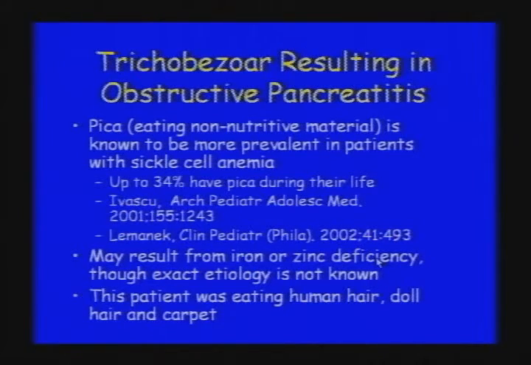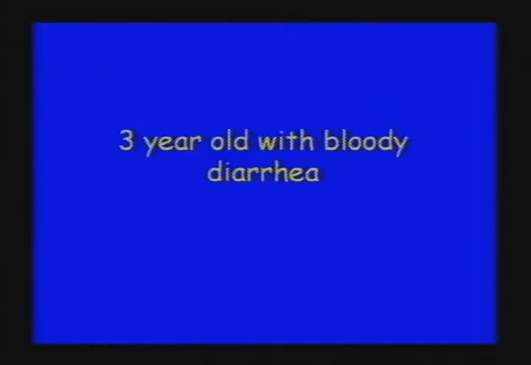And one thing I learned from this case is that it's actually pretty common to have pica in sickle cell anemia somewhere in the course of their lifetime because of the anemia. It can result from either iron deficiency or zinc deficiency, although the exact etiology is not known. This particular patient was eating human hair, doll hair, and carpet.